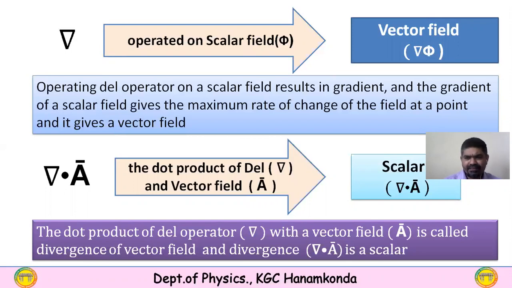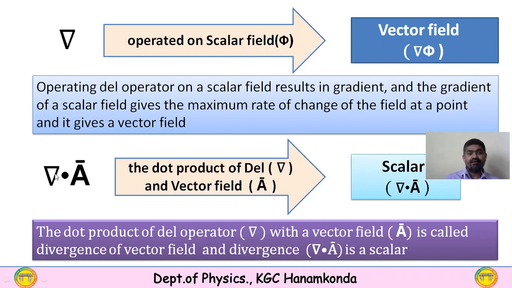Gradient can be calculated mathematically. The operator del is operated on a scalar function. There we get the gradient. If phi is a scalar function or scalar field, then the gradient of phi is equal to del phi. You just operate the del operator on a scalar field and you get the gradient, a vector quantity. Therefore, the gradient of a scalar field gives us a vector field.